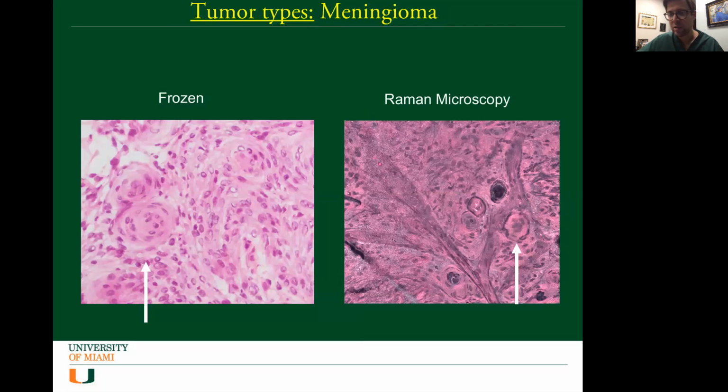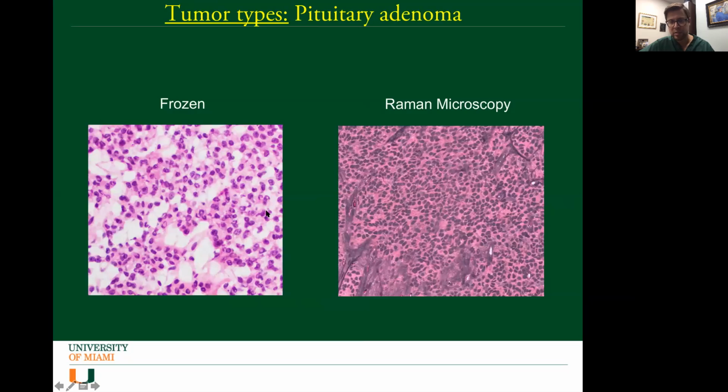So the question is, how good is this technology? Well, if I just show you a couple of pictures just for representation, here's a meningioma, with Raman on the right and frozen on the left. You can easily see the psammoma bodies. Pituitary adenoma, you can easily see the cytoarchitecture of the adenoma.